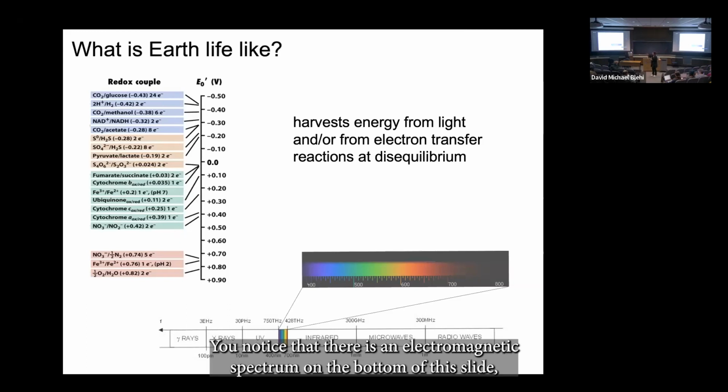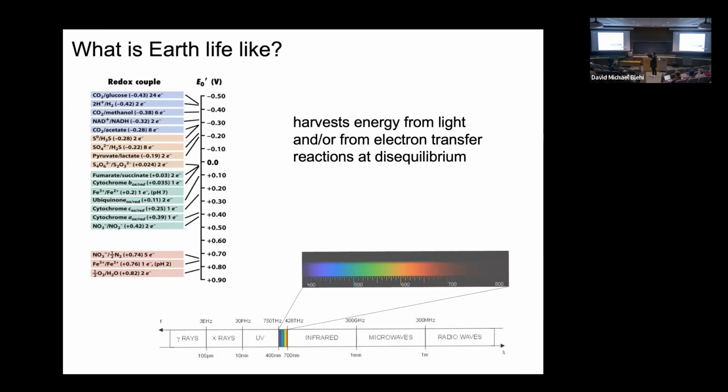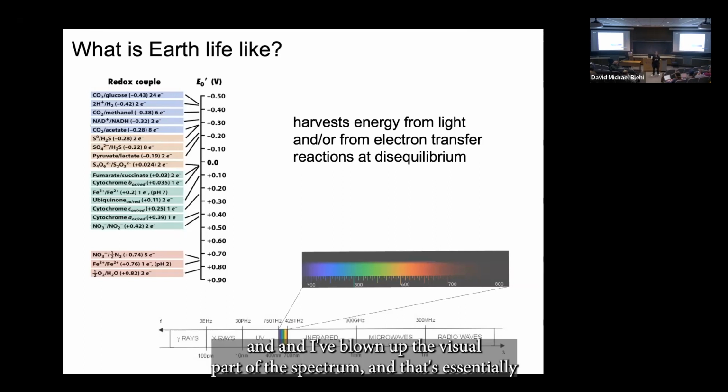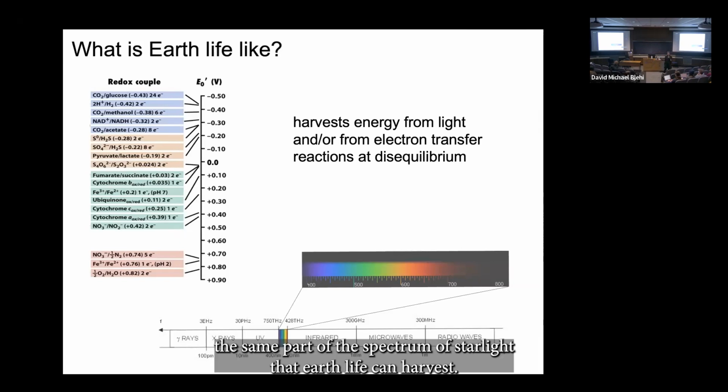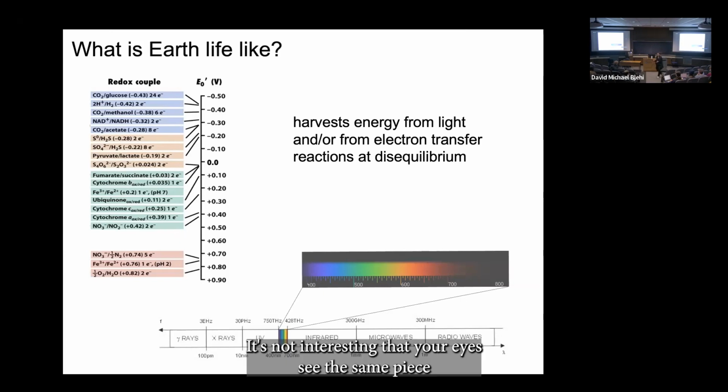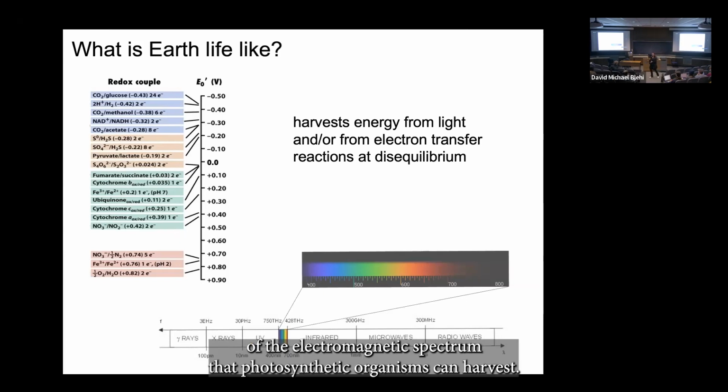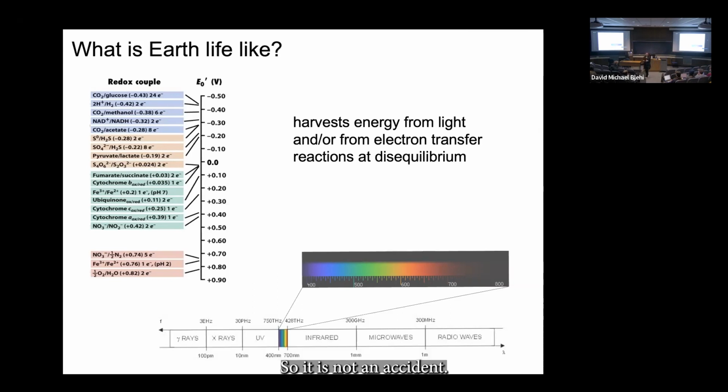You notice that there's an electromagnetic spectrum on the bottom of this slide. And I've blown up the visual part of the spectrum. And that's essentially the same part of the spectrum of starlight that Earth life can harvest. Isn't that interesting that your eyes see the same piece of the electromagnetic spectrum that photosynthetic organisms can harvest? That is not an accident.